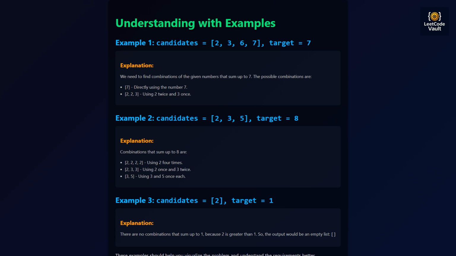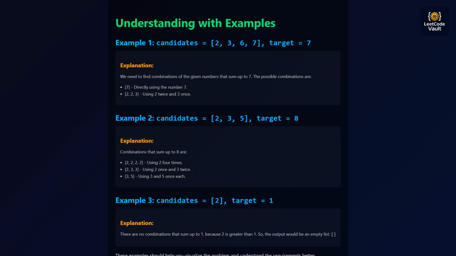Understanding with examples. Let's solidify our understanding with a couple of examples. Imagine our input array is 2, 3, 5, and our target is 8. Let's think through some combinations that add up to 8. We could have 2, 2, 2, 2, since 4 2's equal 8. We could also have 2, 3, 3, because 2 plus 3 plus 3 equals 8. And finally, we could have 3, 5, which is 8 as well. These are all valid combinations.